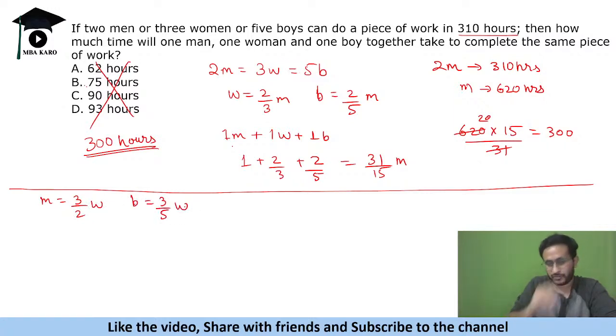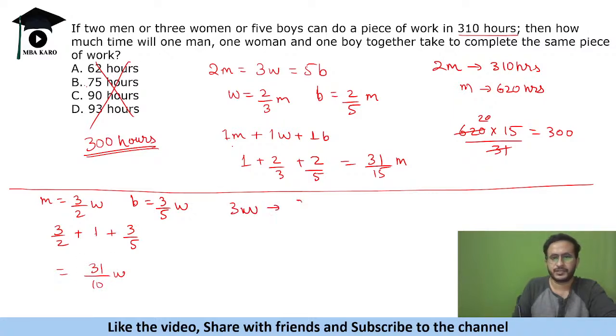Okay. Now if we convert that one man plus one woman plus one boy, so 3 by 2 plus 1 plus 3 by 5. ठीक है. So just to show कि आंसर सेम आता है. So ये 10 आ जाएगा. This would be 15. 15 and this is 10. 25 plus 6, 31. 31 by 10 women हो जाएंगी. ठीक है. 3 women take 310 hours. ठीक है. So sorry, हाँ, 3 वुमेन 310.